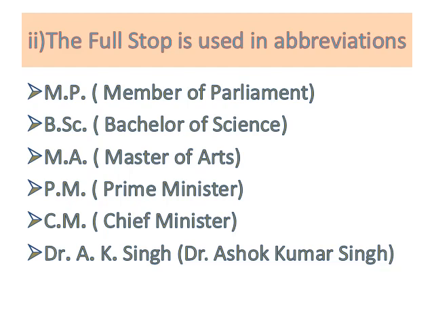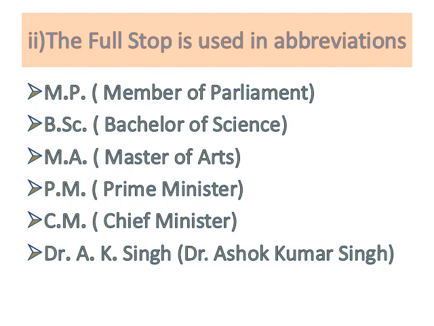Second example, Bachelor of Science. The abbreviation of science is Sc. So B is an abbreviation of Bachelor and Sc is an abbreviation of science. So B is followed by a dot. The same way Sc is also followed by a dot. The abbreviation of Master of Arts is M.A. The abbreviation of Prime Minister is P.M. and the abbreviation of Chief Minister is C.M.